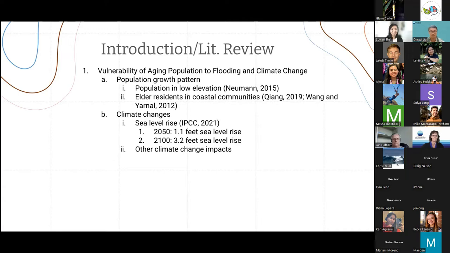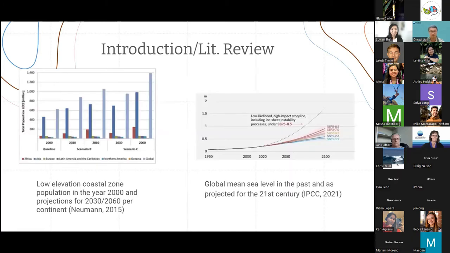Climate change also brings a lot of other impacts, such as more frequent hurricanes, tsunamis, and other extreme weather conditions. So here are two graphs to help you visualize how the coastal population changes. The light blue bars show how the low elevation coastal community population is growing from 2000 to 2060 globally. And the graph on the right hand side shows how the sea level will rise in the future 80 years.